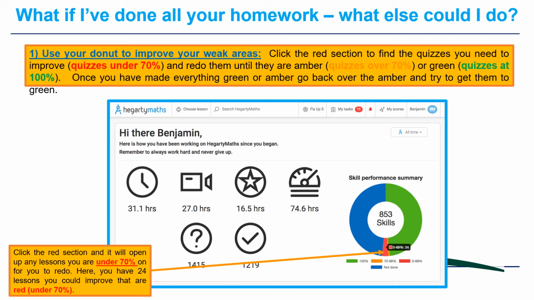Hegarty Maths also shows you in which areas you've achieved 100%, and they are colored green, in which you got over 70%, which are amber, or in which you achieved below 70%, which are red. The blue ones are the ones that you have not completed yet. So this shows you which part of maths, which topics you need to still revise.